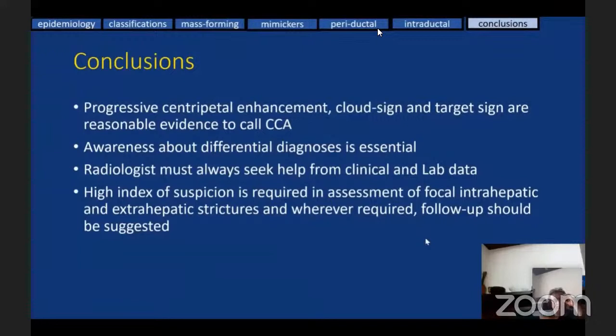If the clinician does ERCP brushing, even if it's benign, I will recommend, if you know the patient, ask him to follow up maybe in 6 months, 3 months, and you may save some lives.